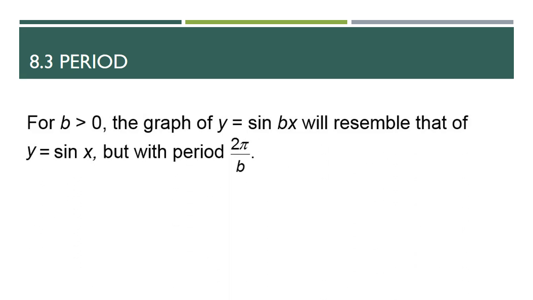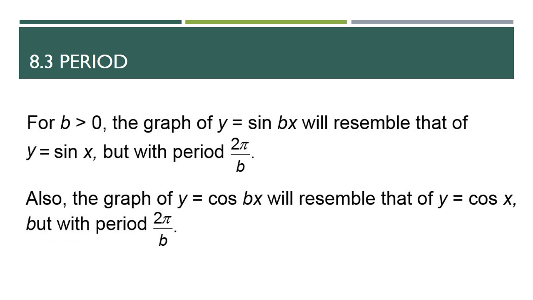If b is greater than 0, the graph of y equals sine bx will resemble that of y equals sine x, but with a period of 2 pi over b. Same thing for cosine, 2 pi over b for the period.